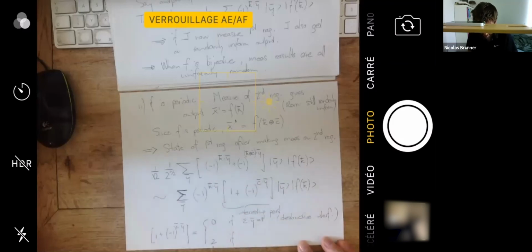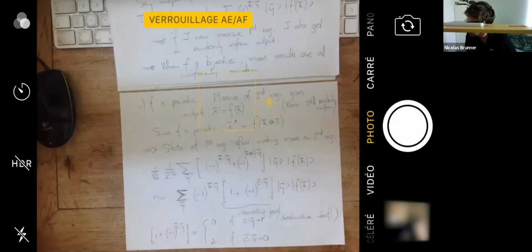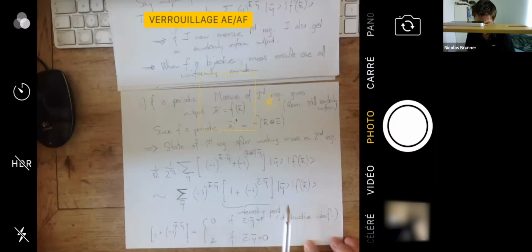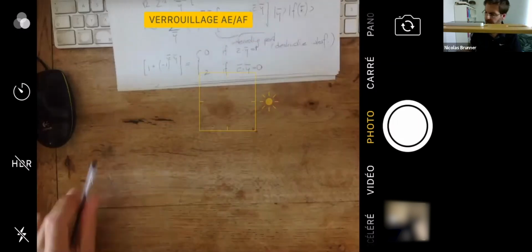Now, this term is equal to 2 whenever c·y is 0. Okay? So that means in practice, suppose I make measurements on the first register, then there are only certain y's that can appear. Because all the y's for which c·y is 1 have amplitude 0, so these never appear. The only y's that appear are those for which c·y is 0. And that is the main thing I need to use here.